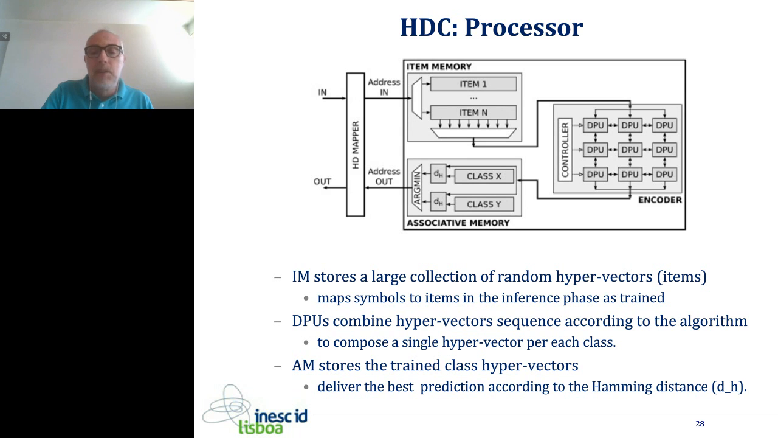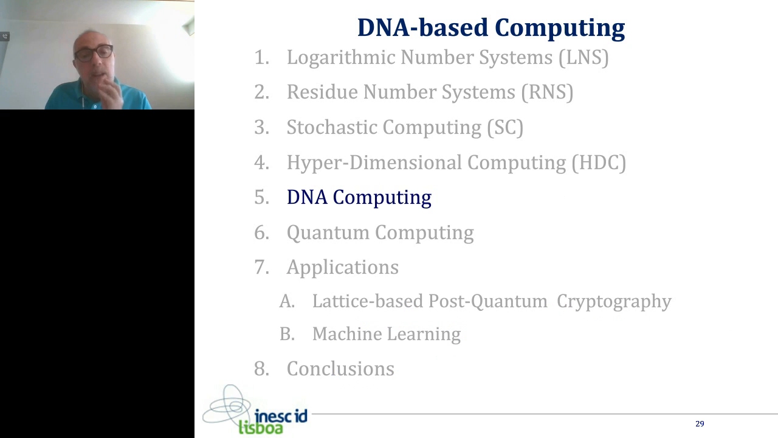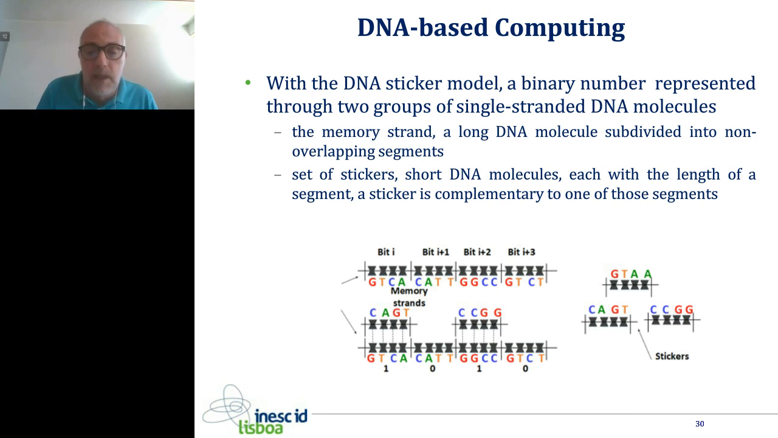So I would like to go next to other types that are not related directly with new arithmetics, but I will go very briefly because I would like to spend five or 10 minutes at the end providing you some experimental results. So DNA-based computing is another type of non-conventional computing. The arithmetic that I'm going to talk about is binary arithmetic, but the substrate is completely different.